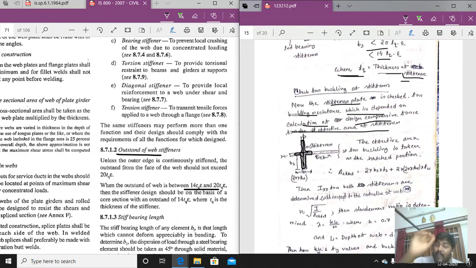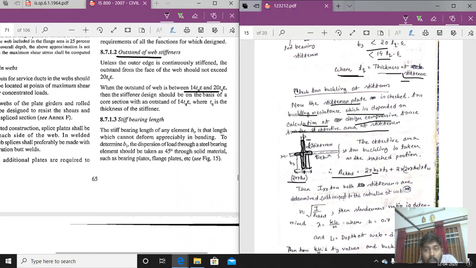So that effective area we first have to calculate. The effective area of that section will be 2 into Bs into Ts, that is the area of that part and that part, and for that part from here to here it is 20 into tw. It is mentioned here also. Okay, let me check that.